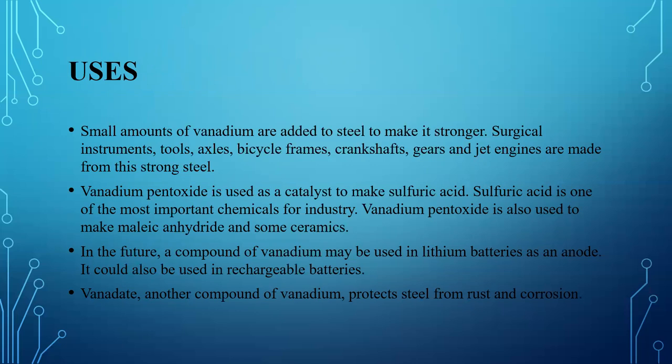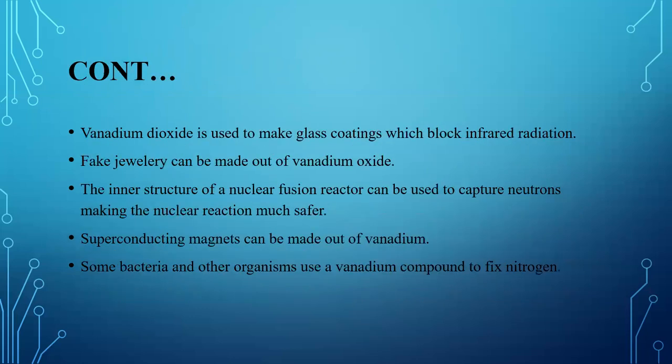In the future, a compound of vanadium may be used in lithium batteries as an anode. It could also be used in rechargeable batteries. Vanadate and other compounds of vanadium protect steel from rust and corrosion. Vanadium dioxide is used to make glass coatings which block infrared radiation. Fake jewelry can be made out of vanadium oxide.